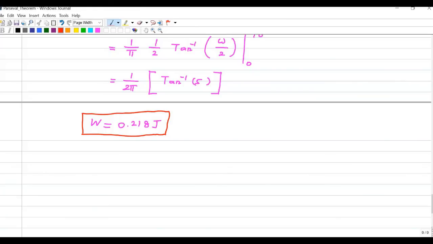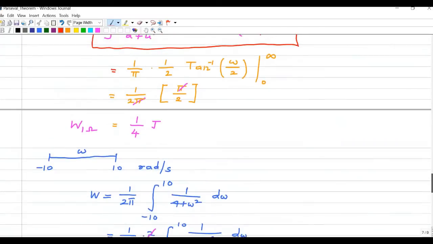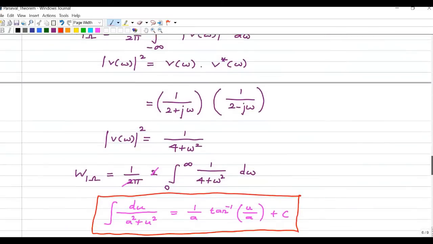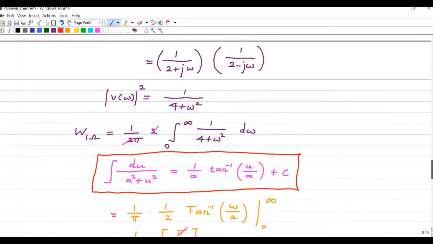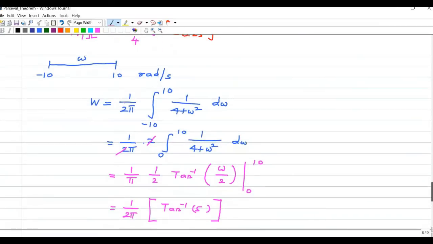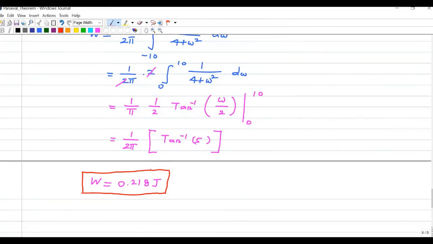See, now what is the observation here? This problem is very important from signal processing point of view. If you consider the entire frequency band from minus infinity to plus infinity, we have the total energy of 0.25 joules. But if you consider a specific band from minus 10 to plus 10, you have 0.218. Actual question is we need to find out the ratio. We'll say that based on the percentage, we'll say how much amount of energy is in this particular band.